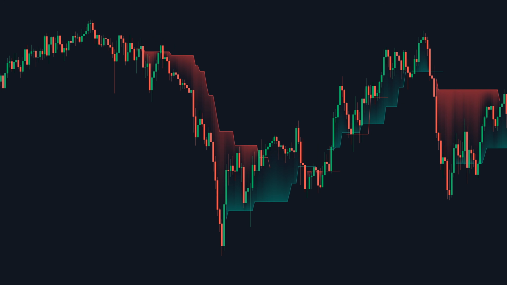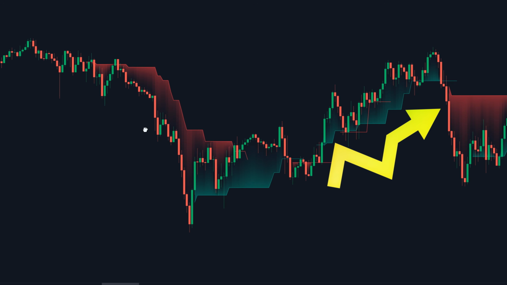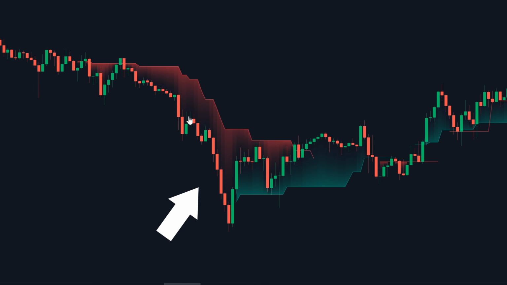Whenever the trend ribbon is colored teal, like here, and the price is constantly trading above it, that would indicate a bullish trend. Conversely, whenever the trend ribbon is colored red, with the price constantly trading under it, that would indicate a bearish trend.